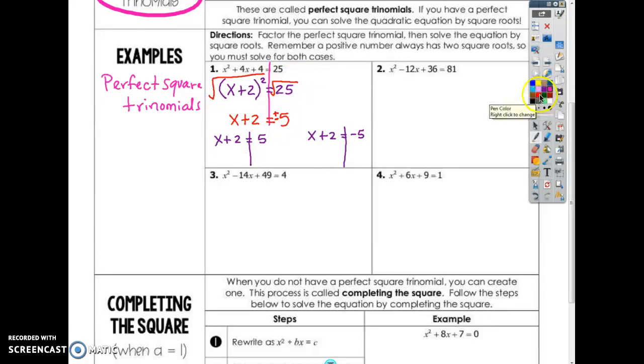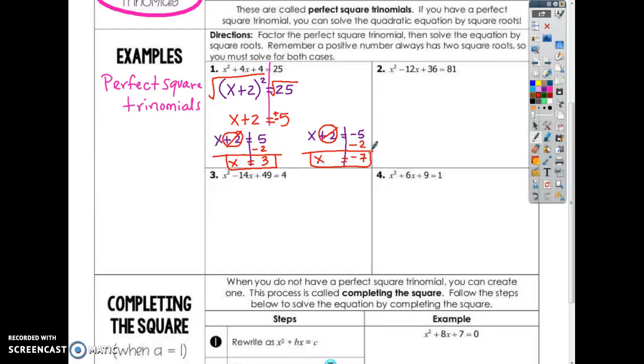Okay, so then we just solve. Move the 2 over, change the sign, minus 2. What's 5 minus 2? 5 menos 2? 3. X equals 3. Over here, move the 2, change the sign. Minus 2. What's negative 5 minus 2? Negative 7. X equals negative 7.